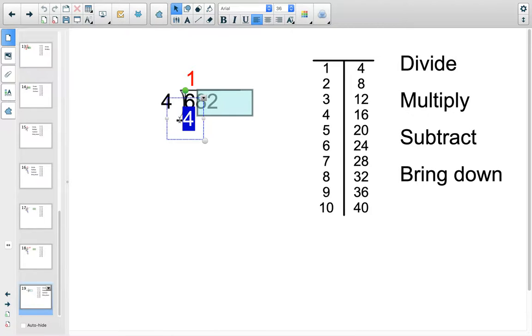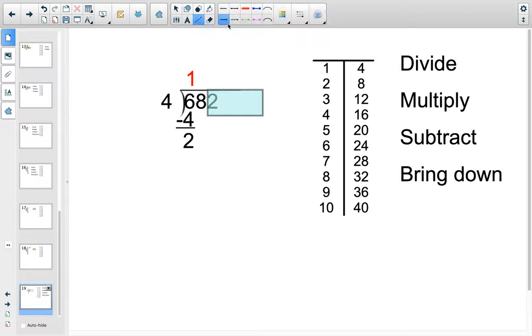Now I have to do the multiplication. 1 times 4 is 4. Put the answer here. Now I'm doing the subtraction. 4 from 6 is 2. All right, so 4 from 6 is 2. Now I have to pull this away and look at what I've got next.